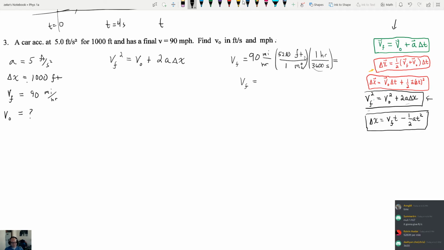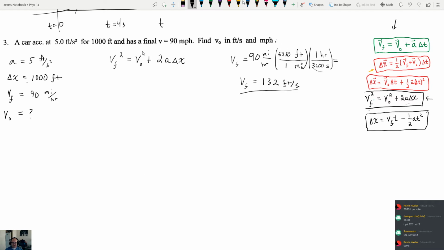Let's just see. 5280 divided by 3600. Yep, it's 1.4. Oh, it's actually 1.46 repeating, right? So that's interesting. That makes it something that's kind of easy to remember. Maybe, I don't know. Times 90, I get 132 feet per second. Okay, so that's our final velocity.